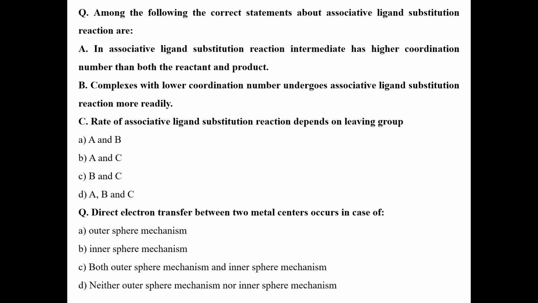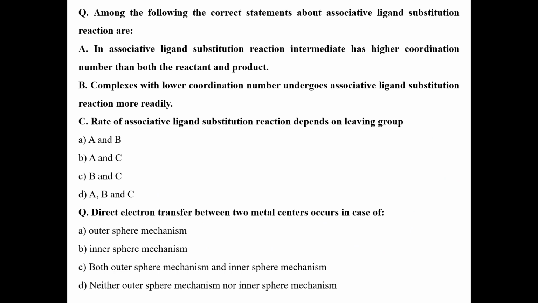The last but not the least, the slides. Among the following, the correct statements about associative ligand substitution reaction are: in associative ligand substitution reaction, intermediates have higher coordination number. Yes, that is right. And a complex with lower coordination number undergoes associative ligand substitution reaction more rapidly. Yes, because it can accommodate the incoming ligand. So in that scenario, the associative ligand substitution reaction takes place.